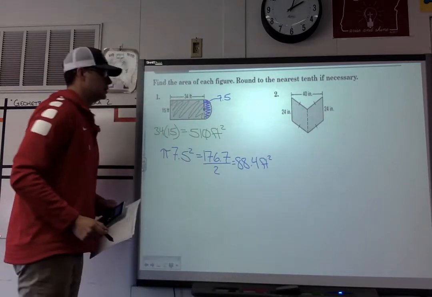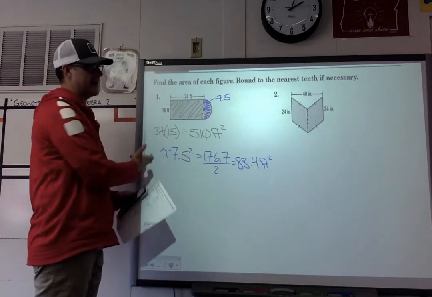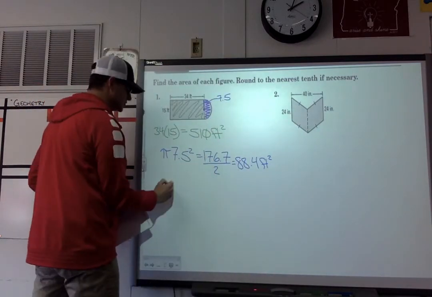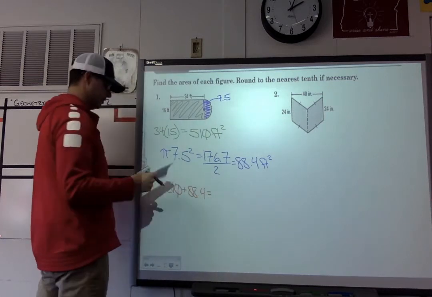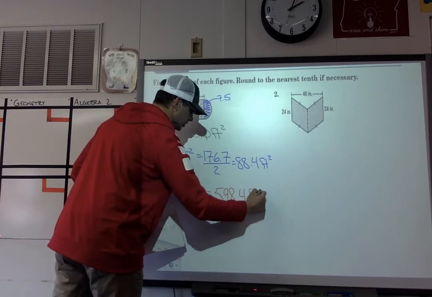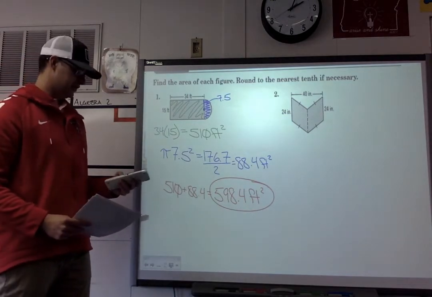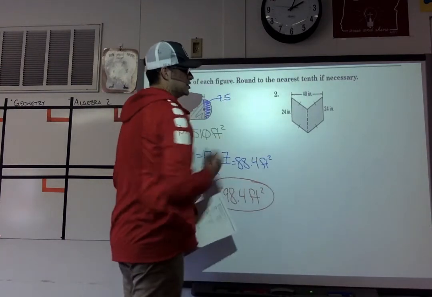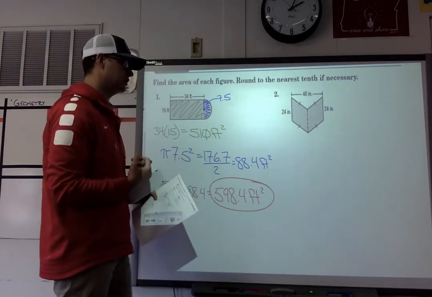So now, since it's a composite shape, meaning we're not subtracting an unshaded region from the shaded region, we're finding the area of the whole thing, we would need to add those two together. So 510 plus 88.4 would give me a total area of 598.4 feet squared. So sometimes it's going to be like that, where you're going to have to find multiple areas and add them together. Sometimes, if we have a shape like this, we can actually move some pieces around to make it a shape that we're used to dealing with.